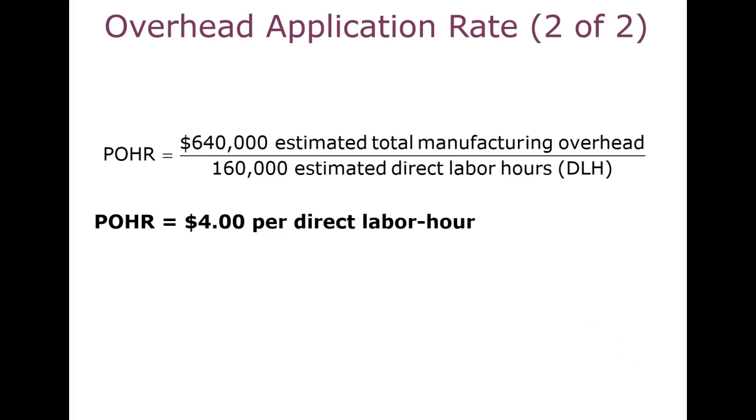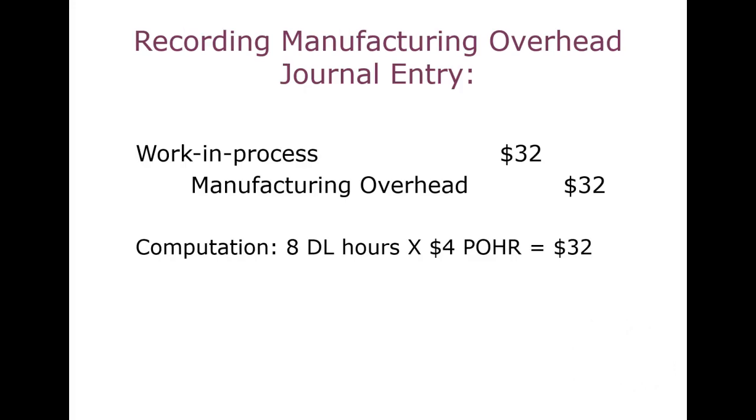Now what we're going to do is, when we complete a job, then we will know how many direct labor hours were used to complete that job. And we're going to take those number of hours times $4. And that's going to give us how much overhead to attach to that job. And remember, a job can be a certain number of units, but we're going to attach this to the job in total according to direct labor hours in this example times $4 per hour.